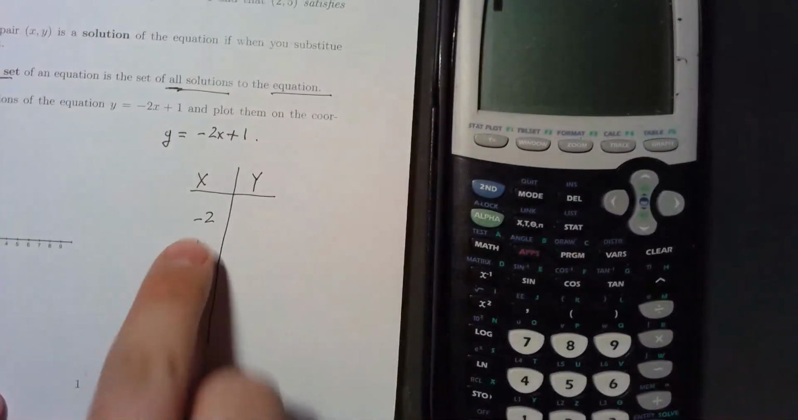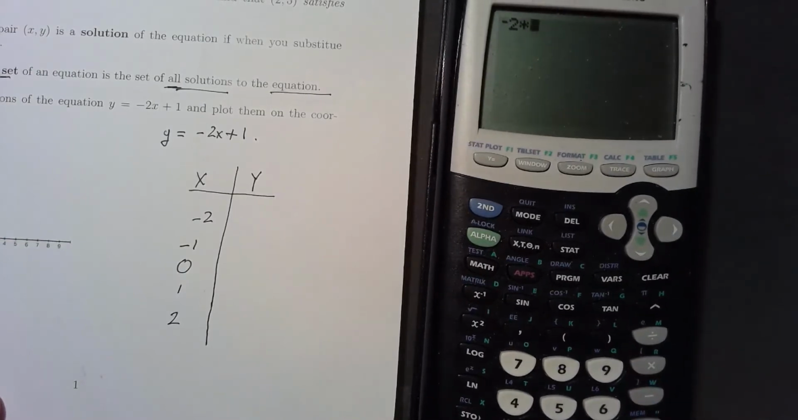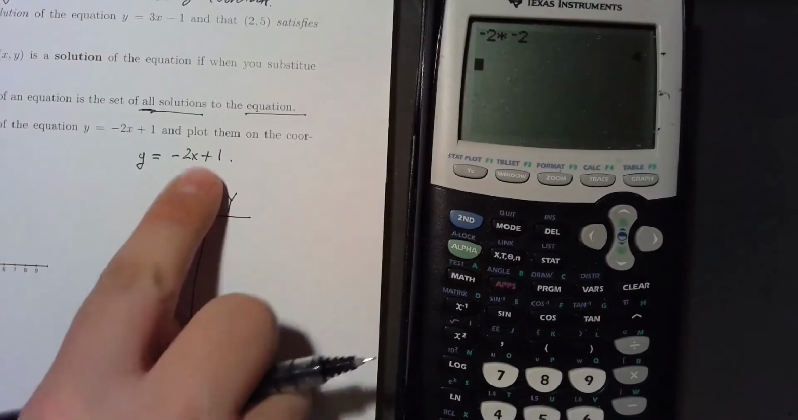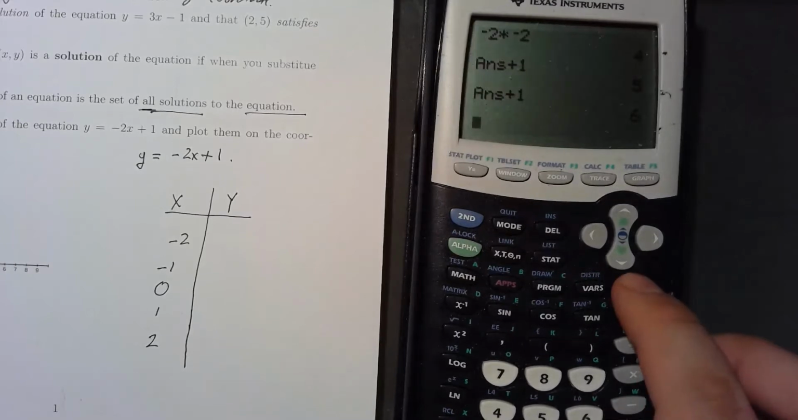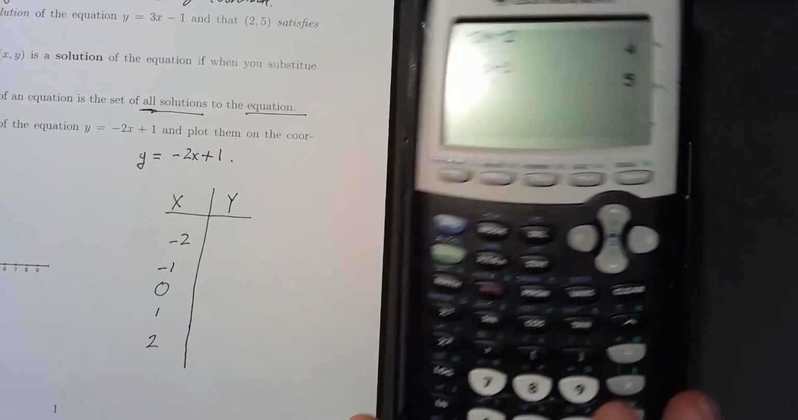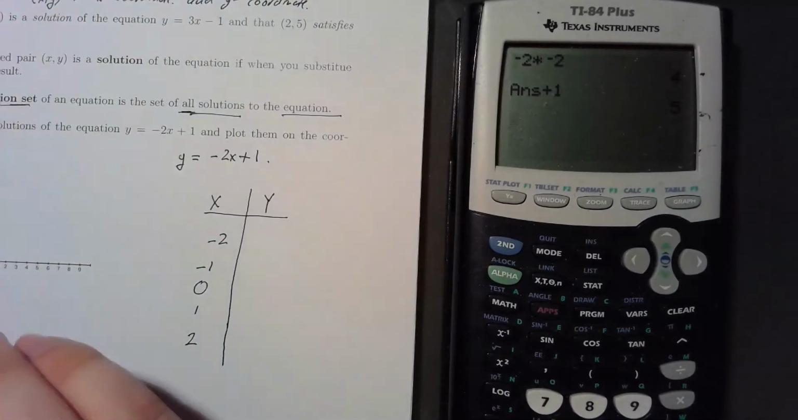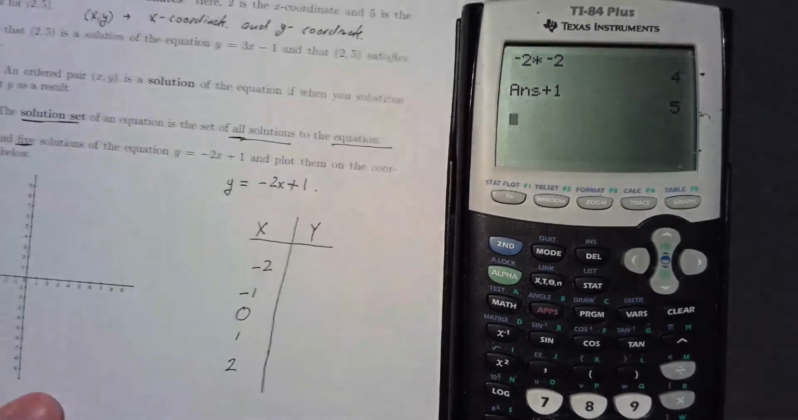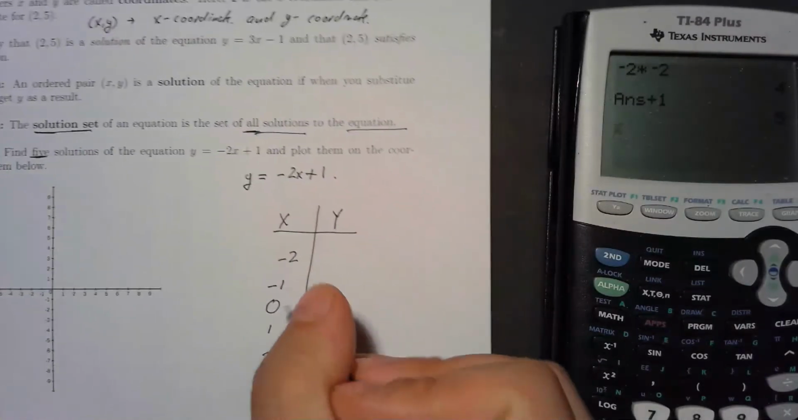So -2 times -2 gives me 4 plus 1. Oops, sorry, I did that one too many times. Let me do it again. -2 times -2 plus 1 is 5. There we go. The lighting's a little better. So now that I have that, I could just write 5 here.